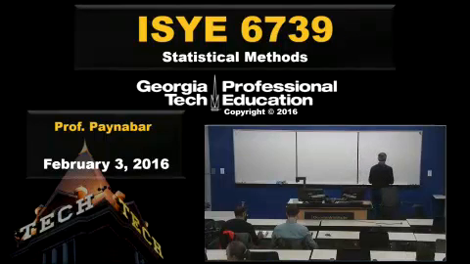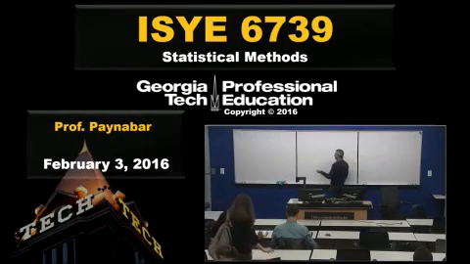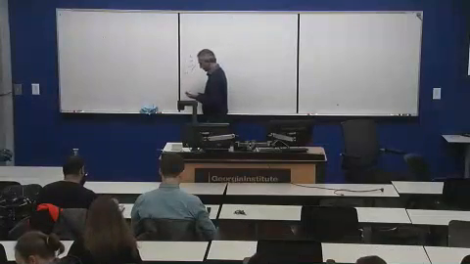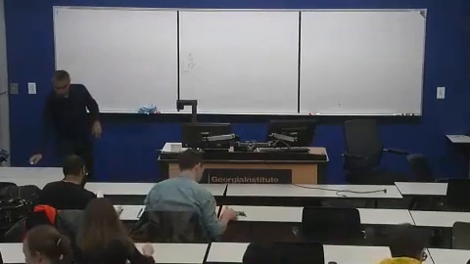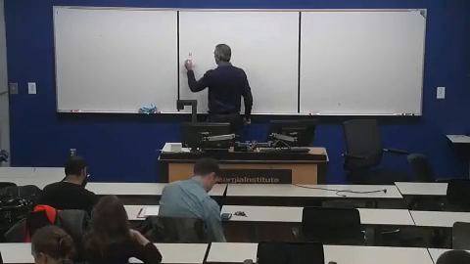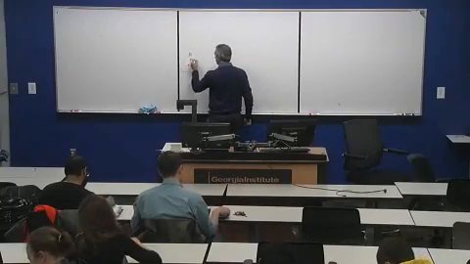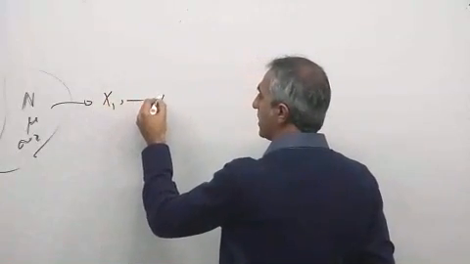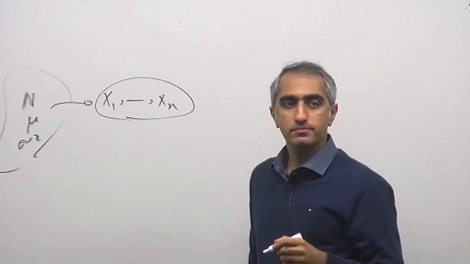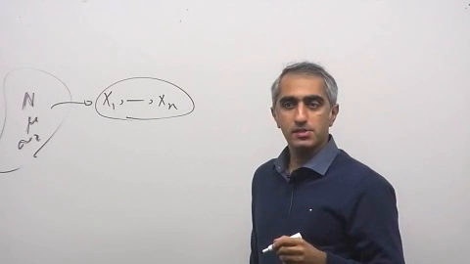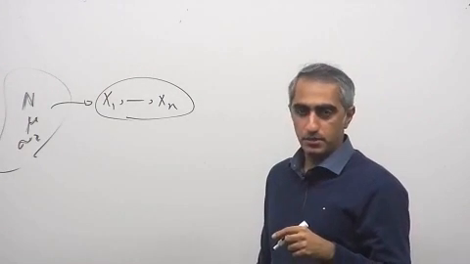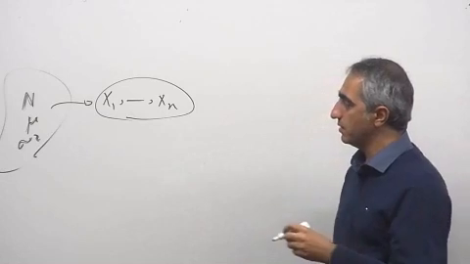So, sampling distribution. Remember, you have a normal distribution with some mu and sigma squared. Then we have a random sample. By the way, what was the definition of random sample? Random sample is IID, independently identically distributed. Exactly.